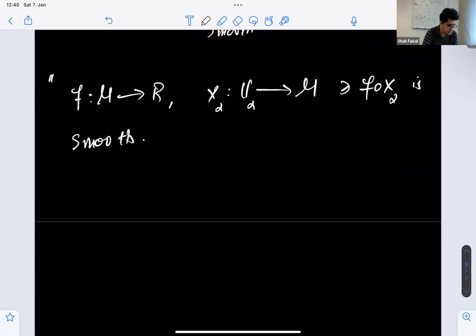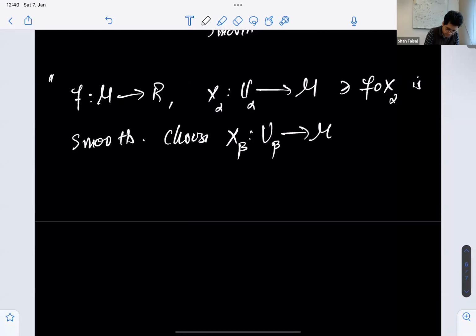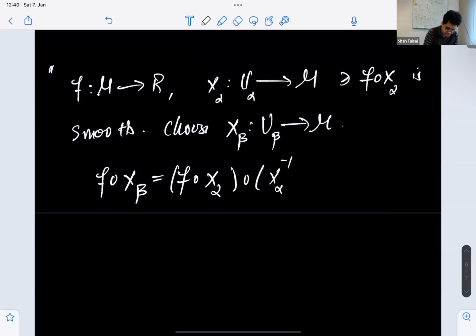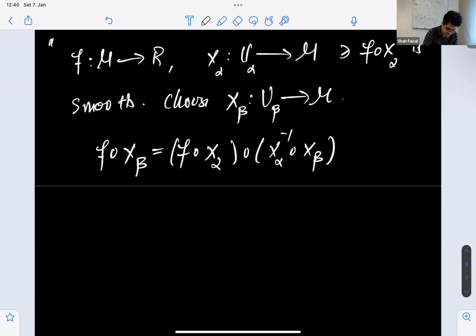Now, you found something else. Let's say you choose another one, let's say X beta. Right? Now, the composition you would get is this one. And you can write it down like X alpha and then X alpha inverse X beta. Now, by my definition, this guy was smooth. So it's differentiable.